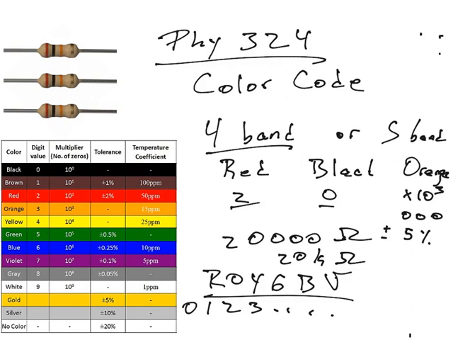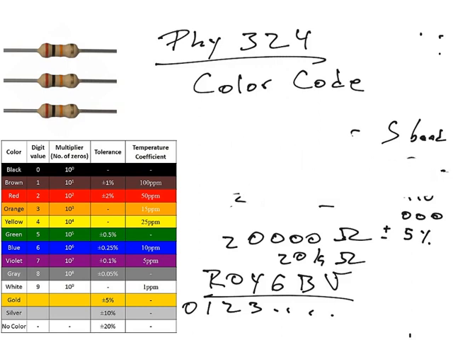All right, so that's the 4-band. What about the 5-band resistor? Thankfully, it's very, very similar, almost identical, except because we have 5 stripes instead of 4, there's going to be 1 extra digit in our number. So let's see an example of that.